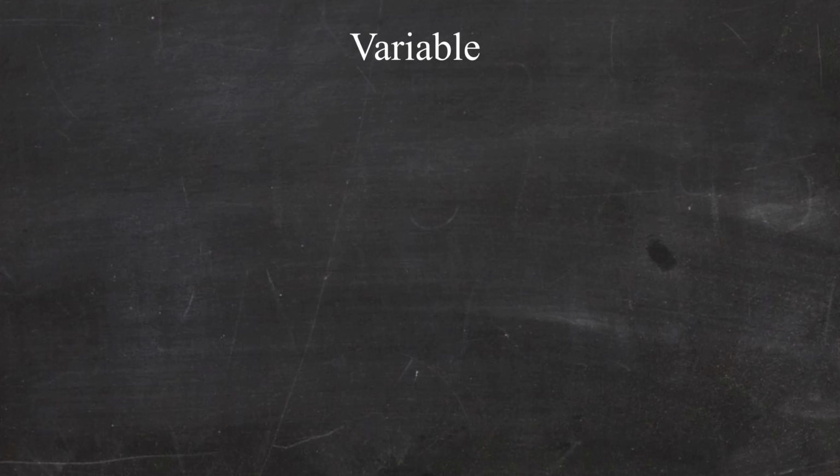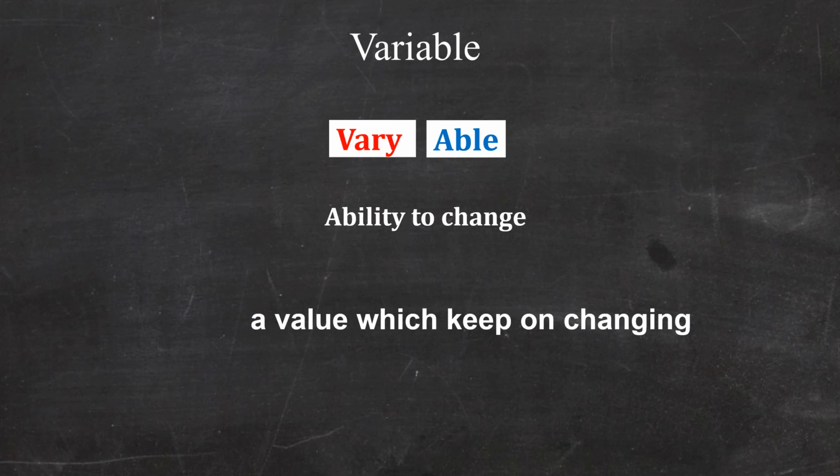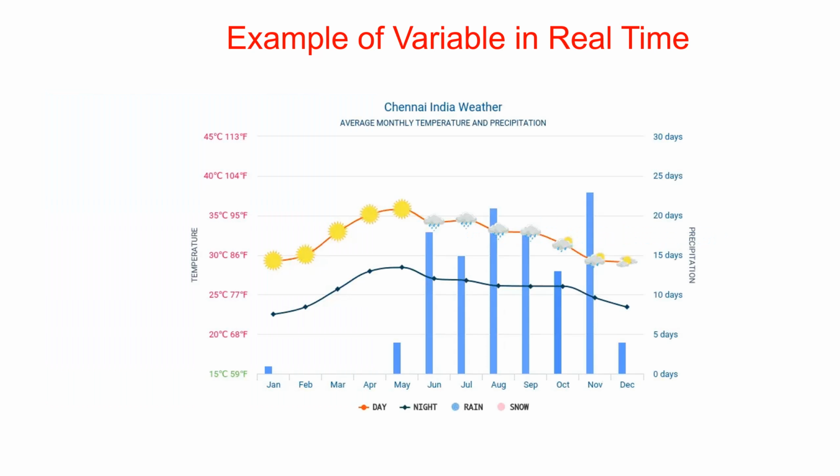Variable. We can divide this name into two syllables, namely vari and able: able to vary. So as the name implies, ability to change. Literally, it represents a value which keeps on changing. The best real-time example for a variable is the weather report, which includes temperature that always varies from place to place as well as time to time.